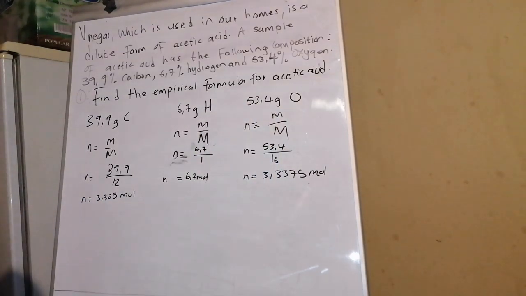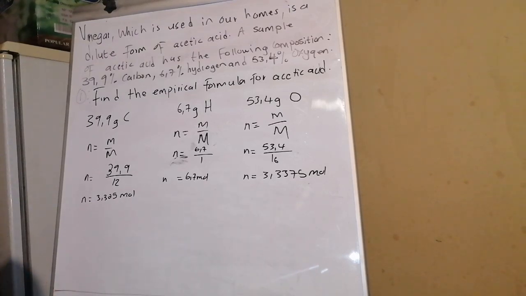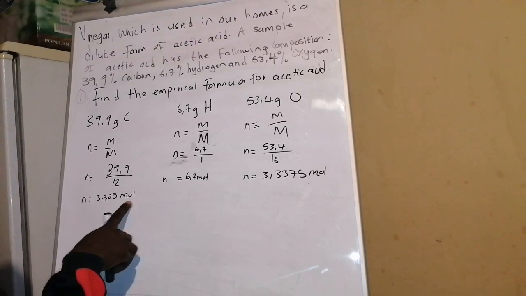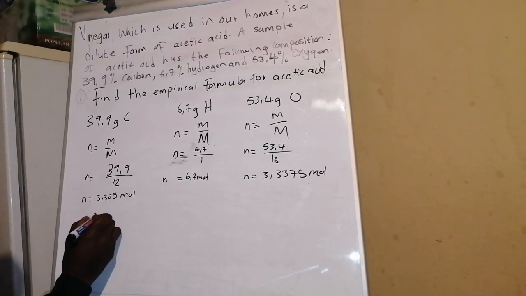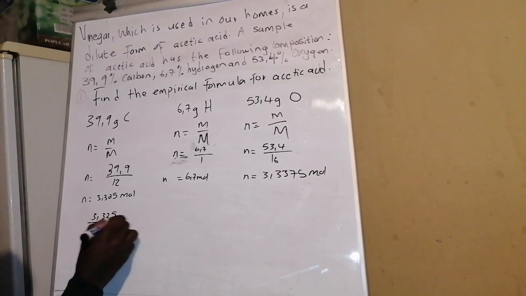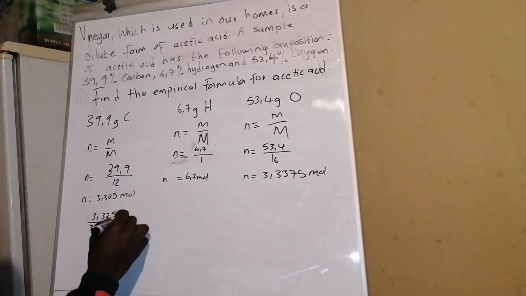Now remember, the next step after you have determined the number of moles for all the elements which you are given, you compare all the number of moles that you have determined. You check the smaller number of moles, then you divide all the number of moles by that smaller number of moles. Now this one is the smallest number of moles. Now what you do, you say 3.325 divided by 3.325, you'll get 1.